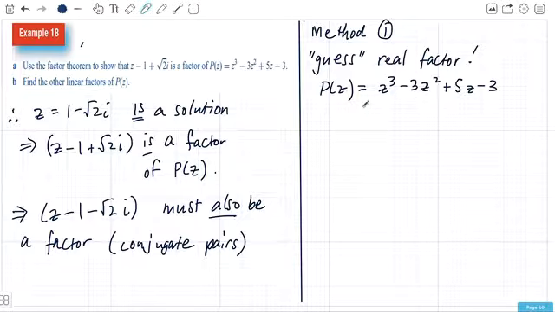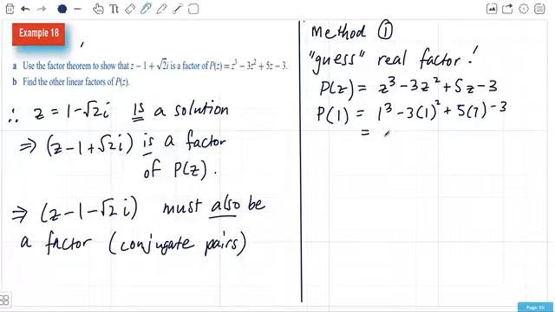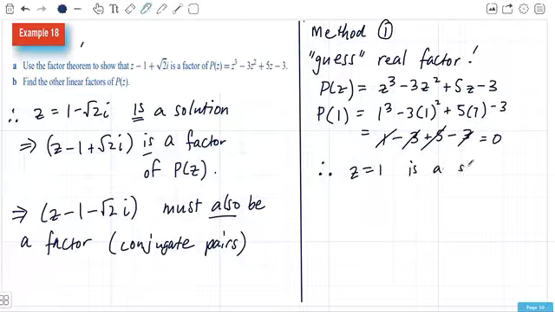I'm going to try z equals plus 1. Remember, try plus or minus 1, then plus or minus 2, and so on. Work that way with your guesses. But with this one, I can tell just looking at it, this is going to be 1 minus 3 plus 5 minus 3 minus 6 plus 6, which is 0. So therefore, z equals 1 is a solution, and that means z minus 1 is a factor.